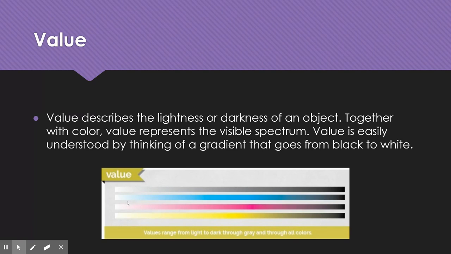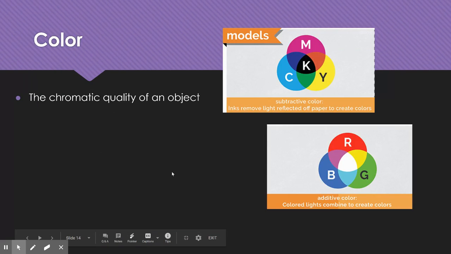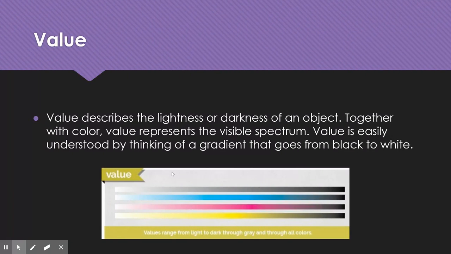Value describes the lightness or darkness of an object. Together with color, value represents the visible spectrum. That's kind of what we work with as designers. Value is easily understood by thinking of a gradient that goes from black to white. So you can see down here, we've got a picture that represents left to right being white to black. And then in between there is going to be the visible spectrum that we can see. This one is based off of the CMYK, and that's where we end up getting our different values of our colors from.